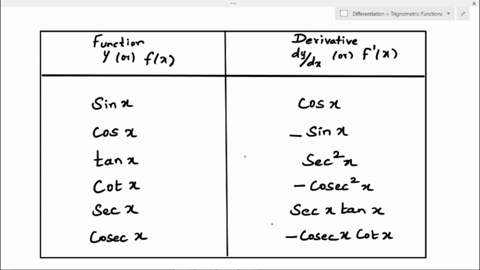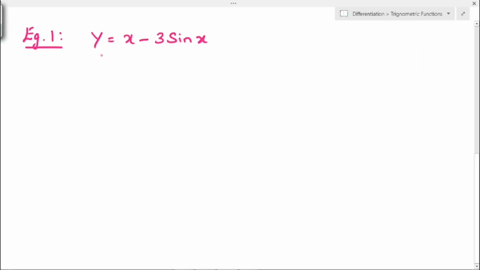Let's get started. So first example, differentiate y equal to x minus 3 into sin x. So this is a very simple example. First we have to differentiate this y with respect to x. So dy by dx equal to differential of x. X differentiation is 1 because we are differentiating with respect to x. So differential of x is 1 minus, here 3 is constant, so 3 into sin x differentiation is cos x. So derivative of sin x is cos x. So the answer is 1 minus 3 into cos x.